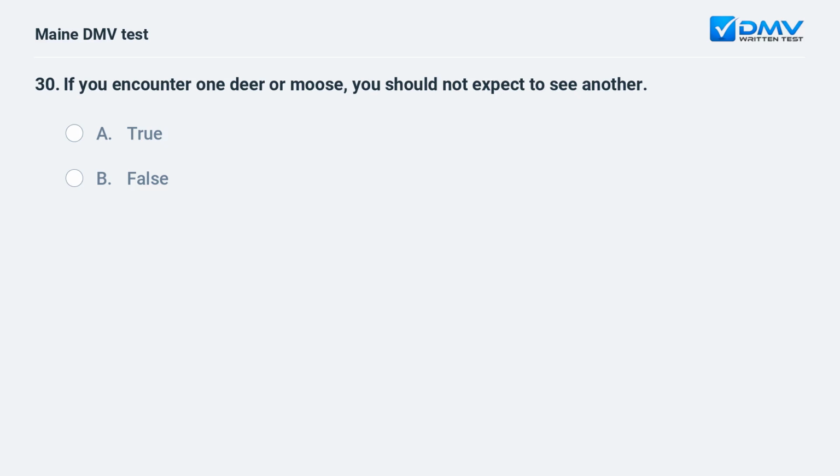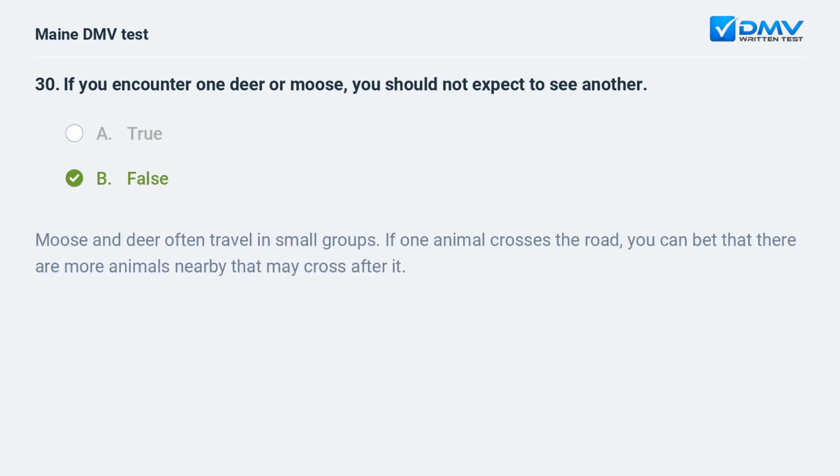If you encounter one deer or moose, you should not expect to see another. A. True. B. False. B. False.